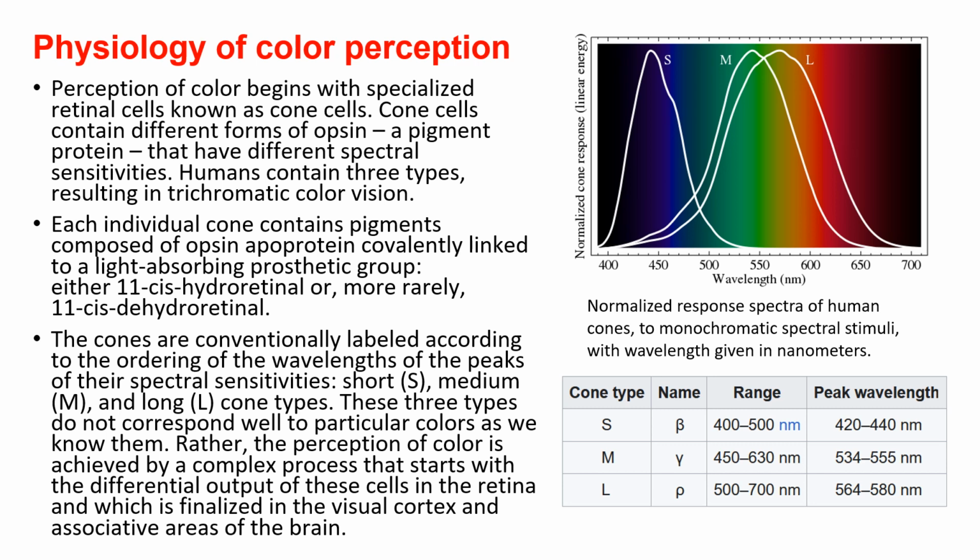These 3 types do not correspond well to particular colors as we know them. Rather, the perception of color is achieved by a complex process that starts with the differential output of these cells in the retina and which is finalized in the visual cortex and associative areas of the brain. Normalized response spectra of human cones to monochromatic spectral stimuli, with wavelength given in nanometers.